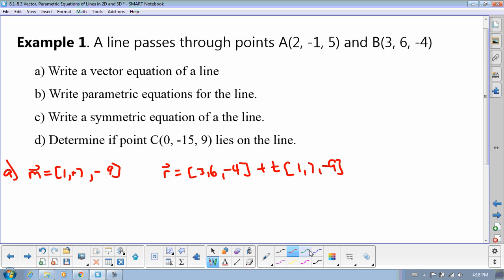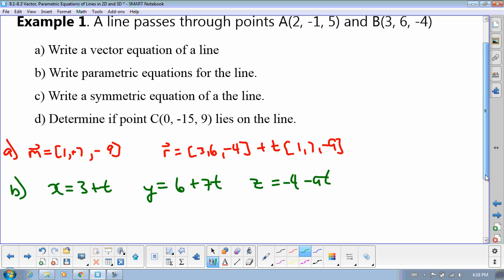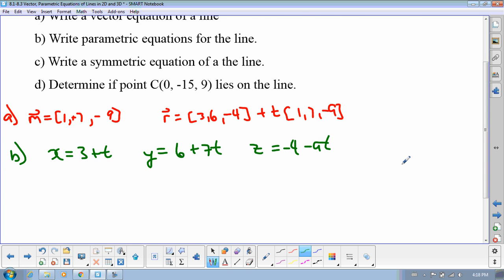Now part B. So part B, I want the parametric equations. Okay, so x equals 3 plus t, y equals 6 plus 7t, and z equals -4 minus 9t. So this actually leads very nicely into part C, because part C wants the symmetric equations.